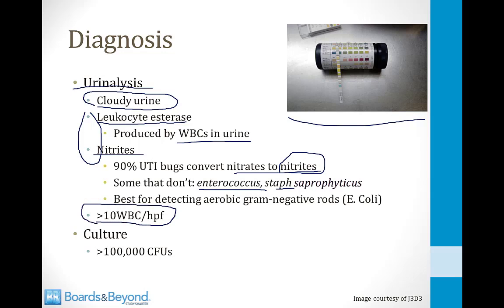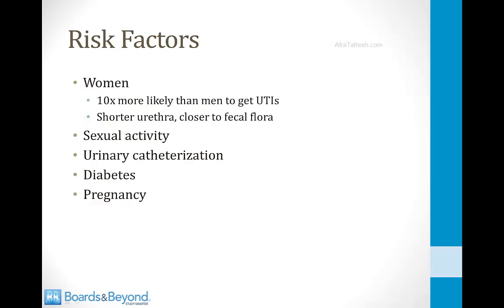And then finally, the ultimate way to diagnose is to send a urinary culture. And if you can grow greater than 100,000 colony forming units on a culture plate, then you definitely have a UTI. So who gets UTIs? Well, first of all, they're much more common in women, 10 times more likely than men to get UTIs.